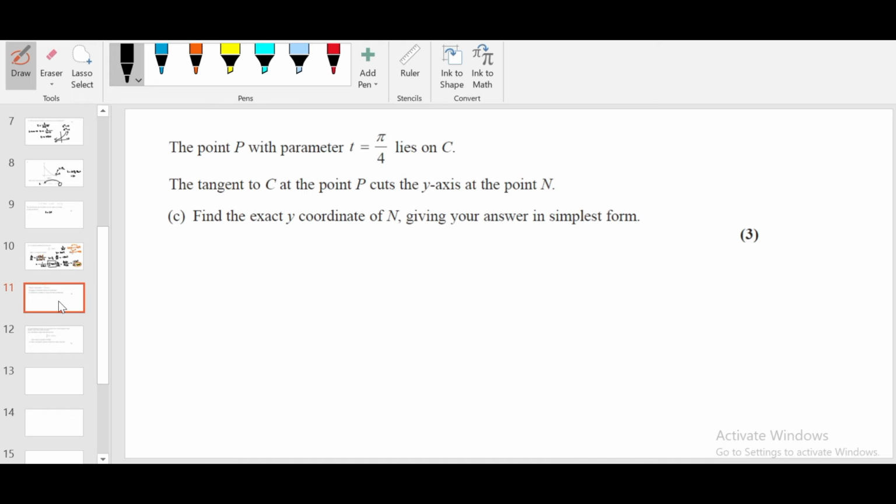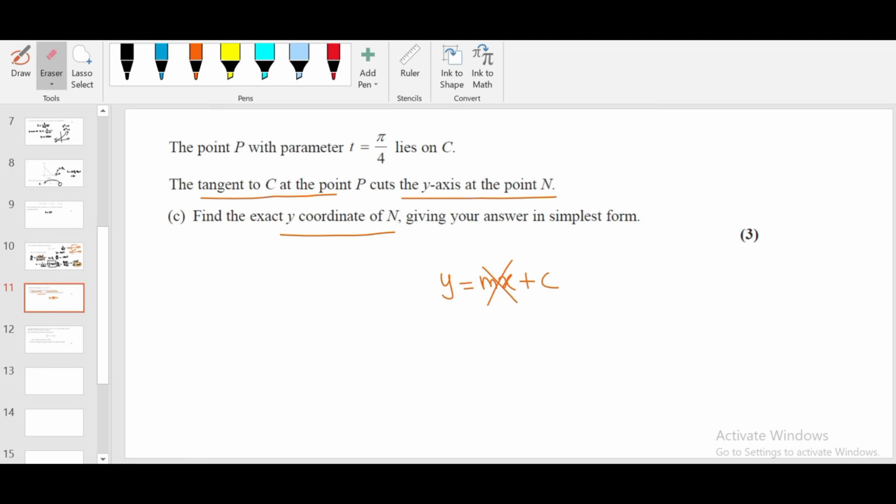Part C. The point P with parameter t equal to pi over 4 lies on C. The tangent to C at point P cuts the y-axis. The tangent to C is a straight line. The straight line cuts the y-axis. So if you know the equation of the straight line, to find the y-coordinate of N, you replace x by 0, right? If you know the equation of the tangent. So we need to find the equation of the tangent and replace x by 0. That's what we are going to do.